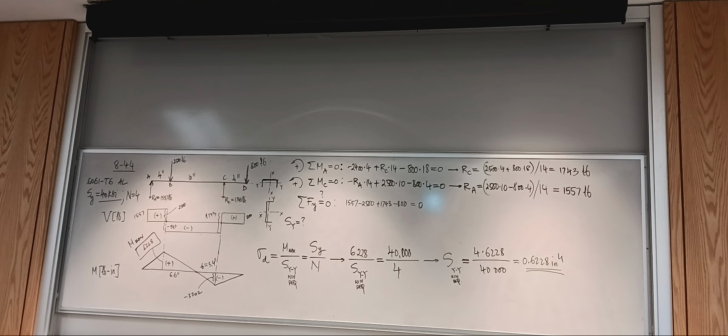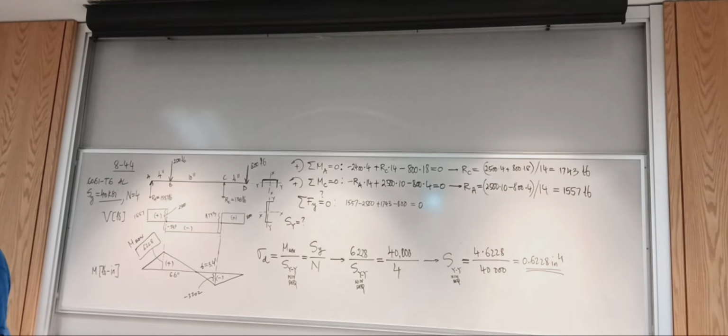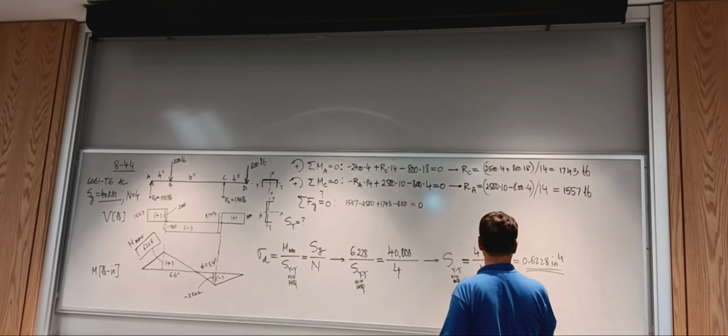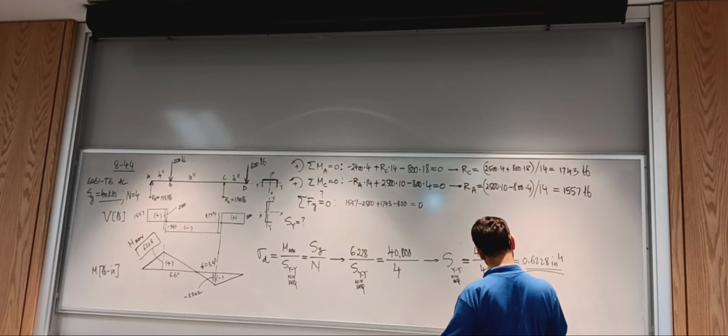So we can specify C5 by 2.212. So specify C5 by 2.212.